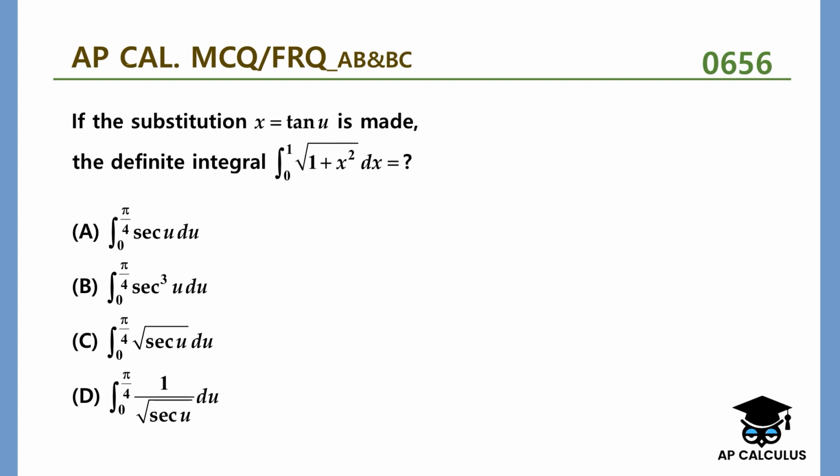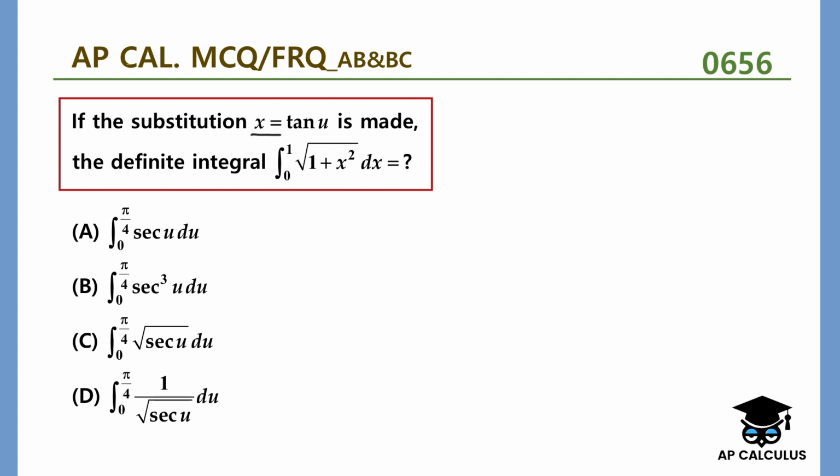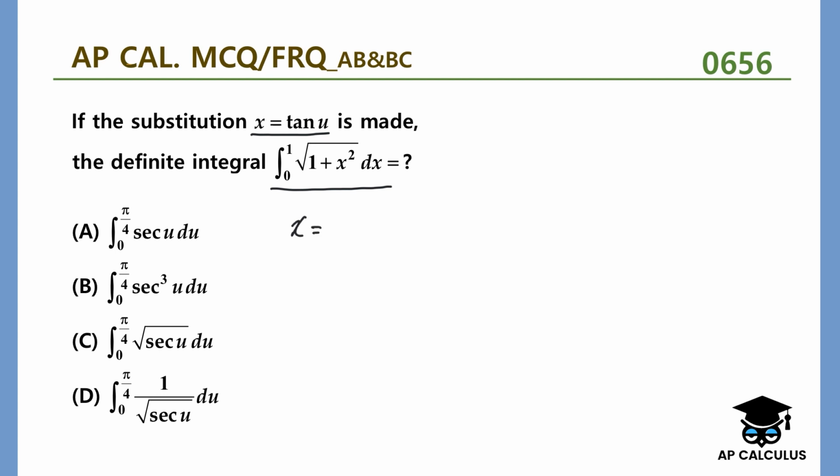Question 656. If the substitution x is equal to tangent u is made, this definite integral can be written as which of the following definite integrals? Okay, x is equal to tangent u, and we're going to have to find dx, right? So let's differentiate this equation with respect to u. So dx over du is equal to the derivative of tangent, that's secant squared, right? So dx is equal to secant squared u times du, right?